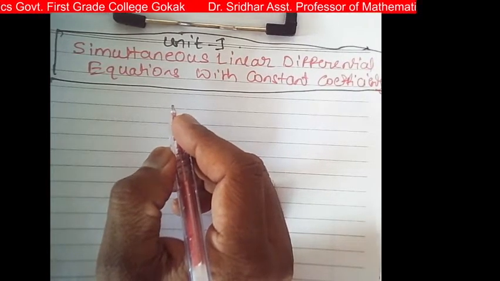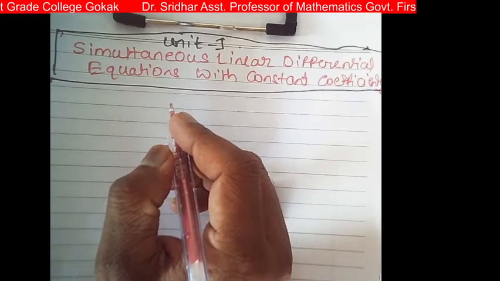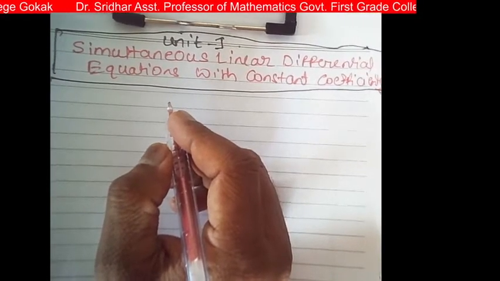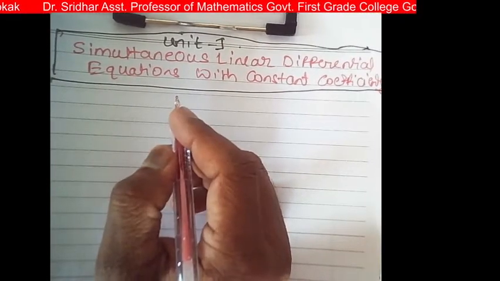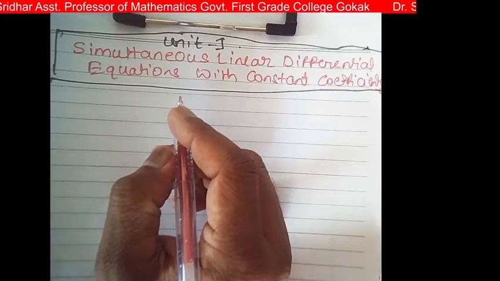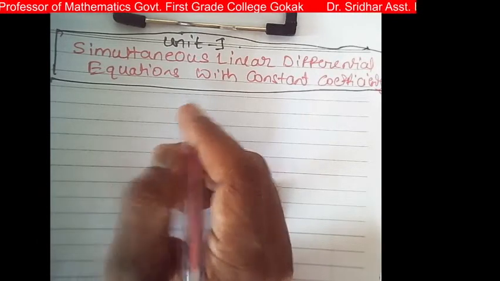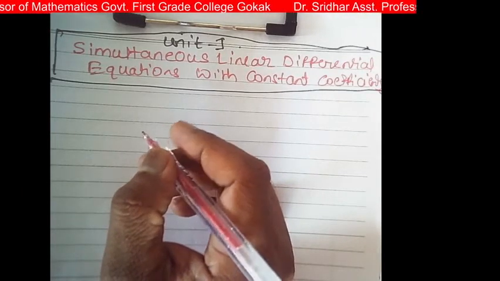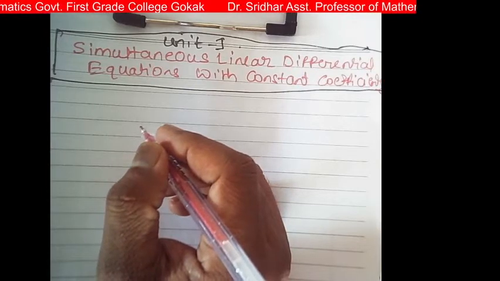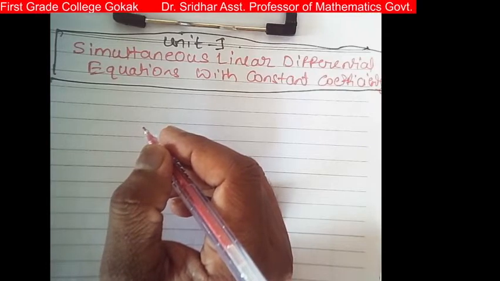So one is a partial differential equation, and there we had formation of partial differential equation, then solution of Lagrange's equation, and then non-linear first order partial differential equation, then Charpit's method, okay, and then we have a solution of linear partial differential equation with constant coefficients. So all these we have studied in these 2 units.